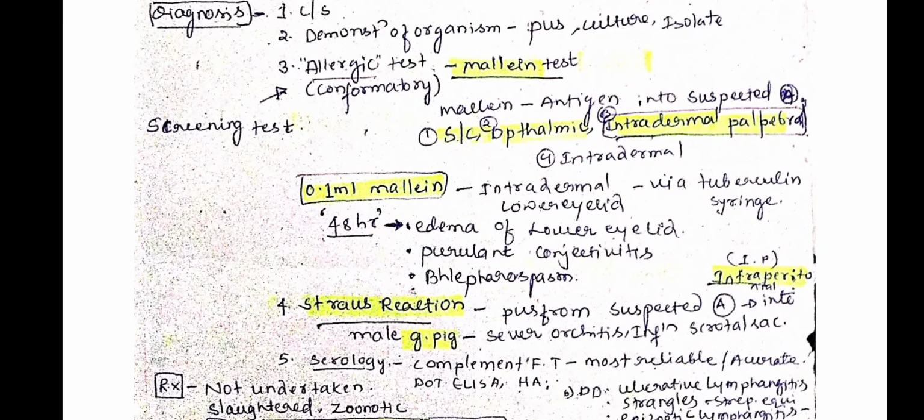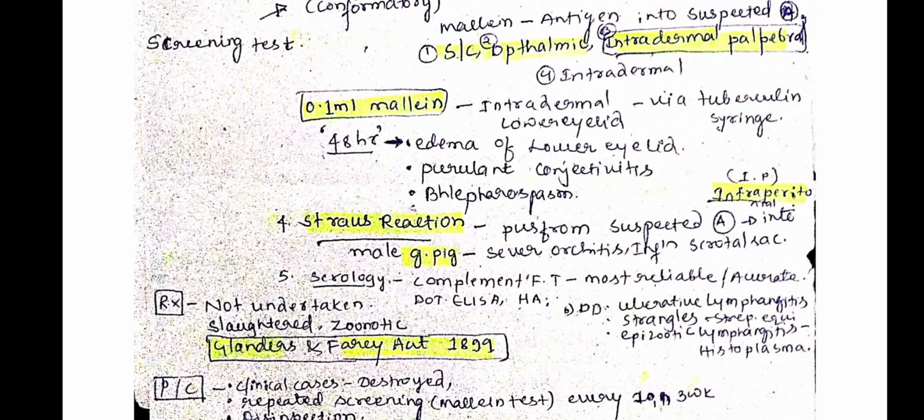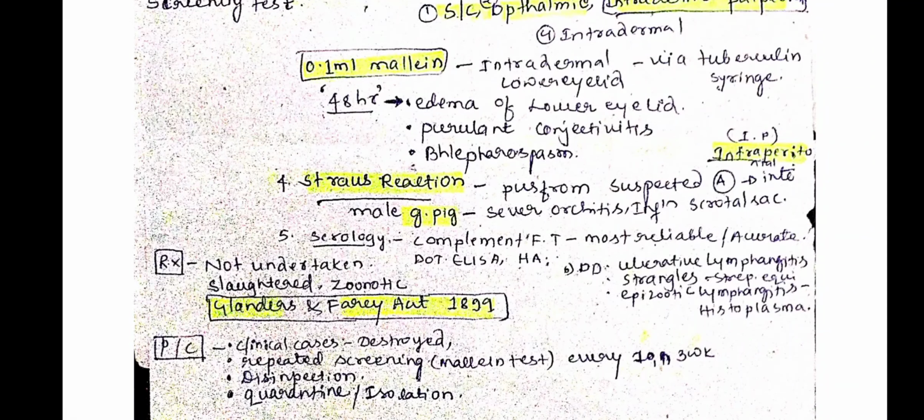Malin is an antigen which is injected into the suspected animal via the subcutaneous, ophthalmic, intradermal palpebral, or simply intradermal route. So 0.1 ml of malin, which is a purified protein, will be injected intradermally in the lower eyelid via a tuberculin syringe. After 48 hours, there will be edema of the lower eyelid, purulent conjunctivitis, and blepharospasm will be noticed.